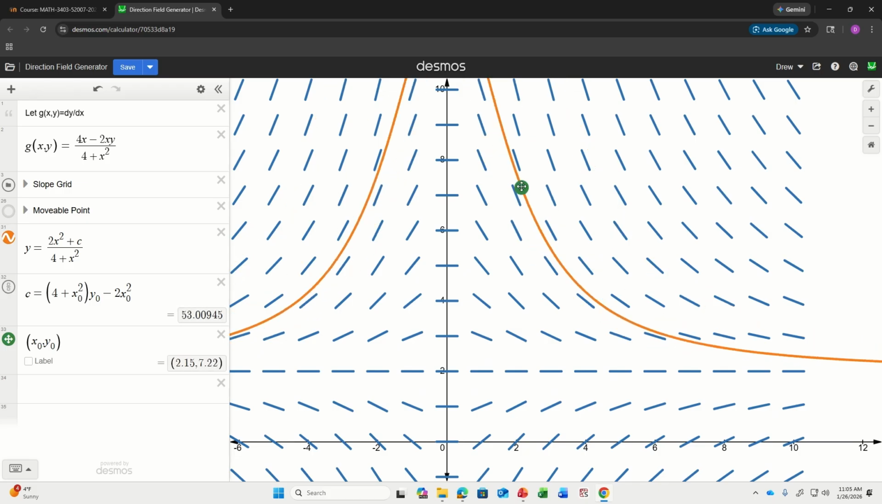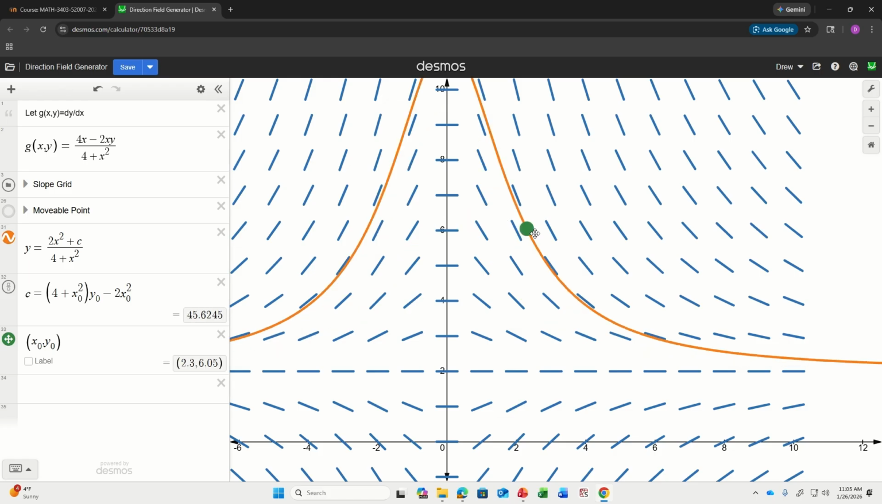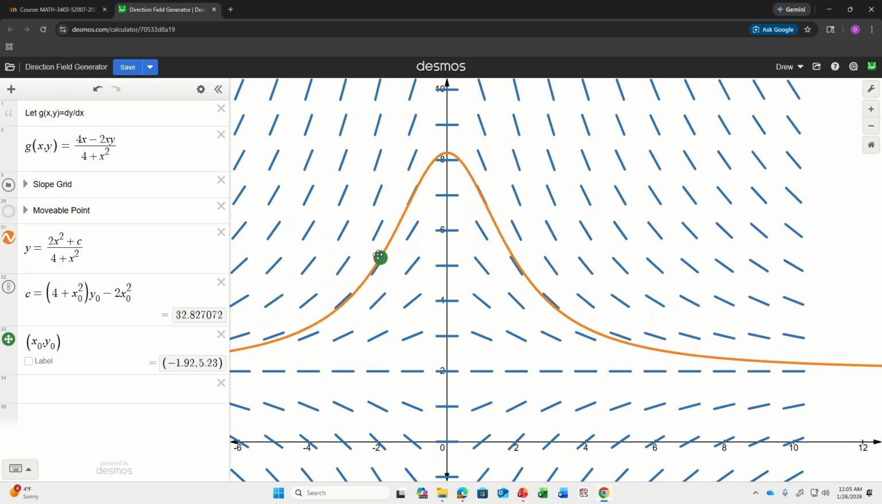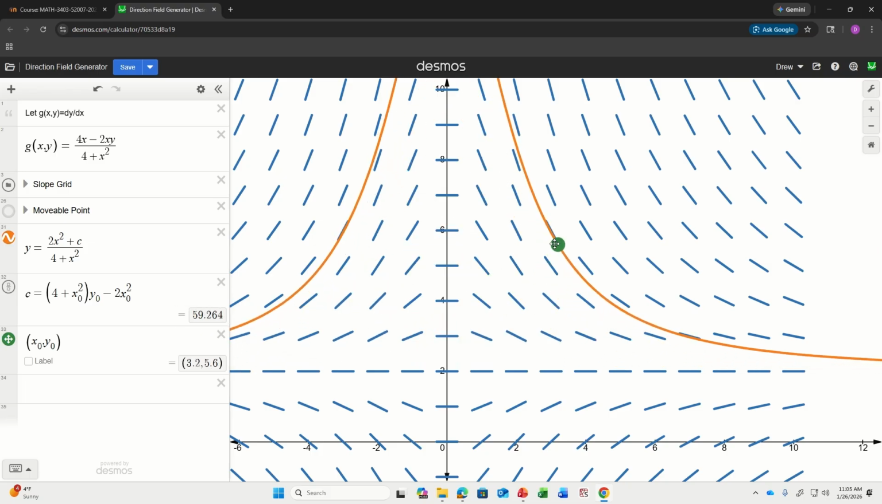Now I've got a solution that passes through my green point of initial conditions. Choose any time I want, choose any value I want. I can find a solution. Yeah, my orange curve seems like it does behave according to the direction field everywhere.